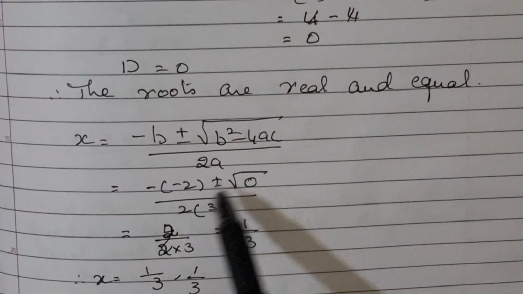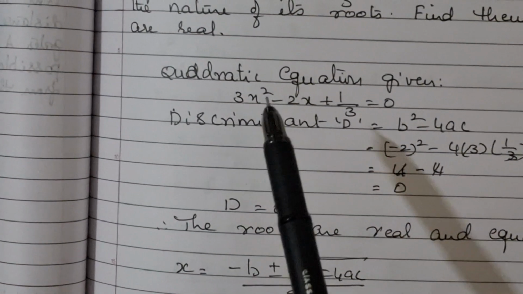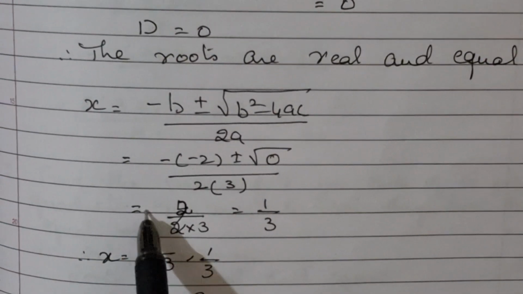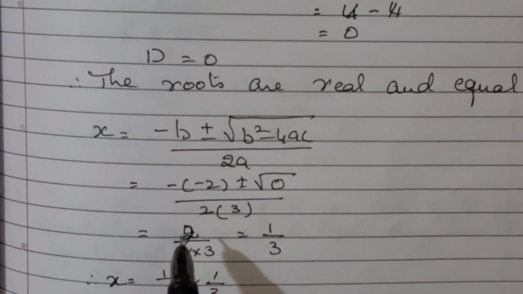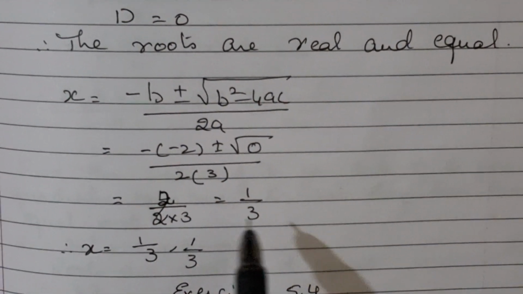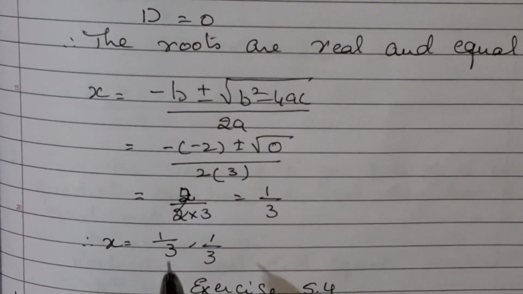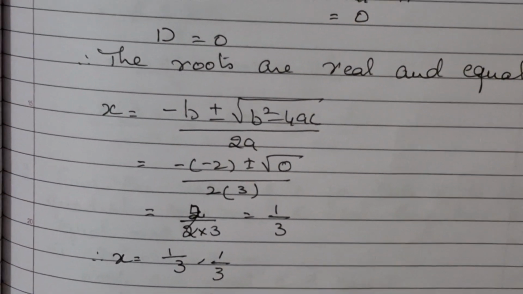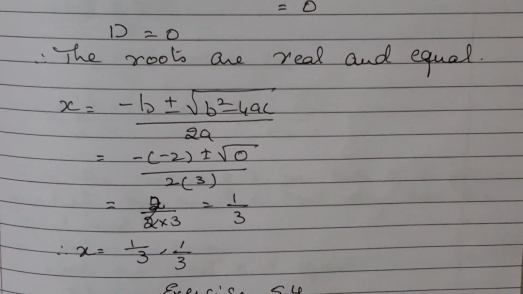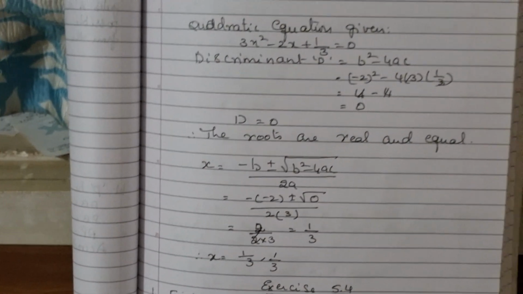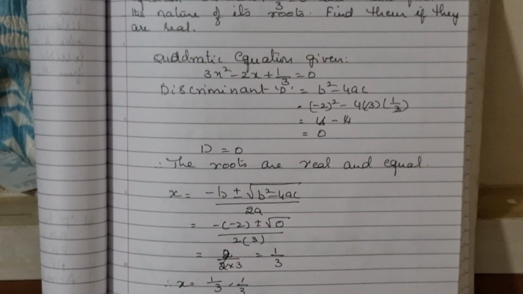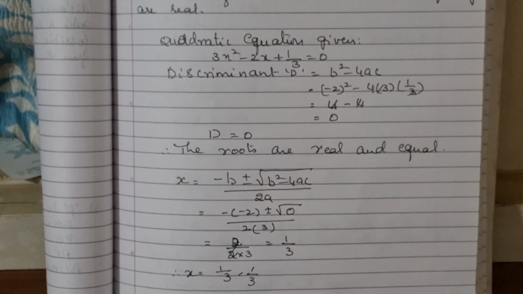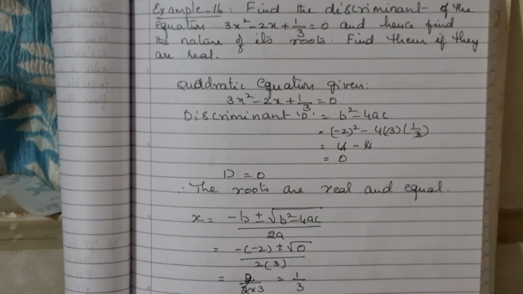So we will be taking it as 0, by 2 into a. A is 3, so 2 into 3. So it is nothing but plus 2 by 2 into 3. 2 and 2 will get cancelled. 1 by 3. So x value is 1 by 3, comma 1 by 3, 2 equal roots you have got. This is the sum, children. That is example 16. Example 16 you have got this. Please copy.